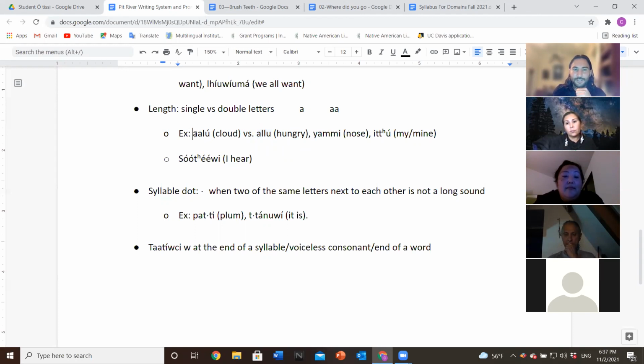All right, Morning Star. Alu, and then alu. Now say both of them. Alu. Alu. Yeah. So it's just the difference: short A, long L, or long A, short L. It could be easy to mix those up.